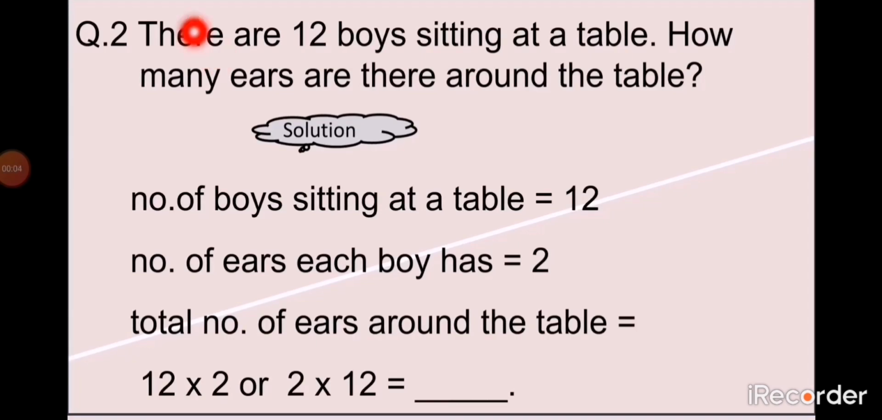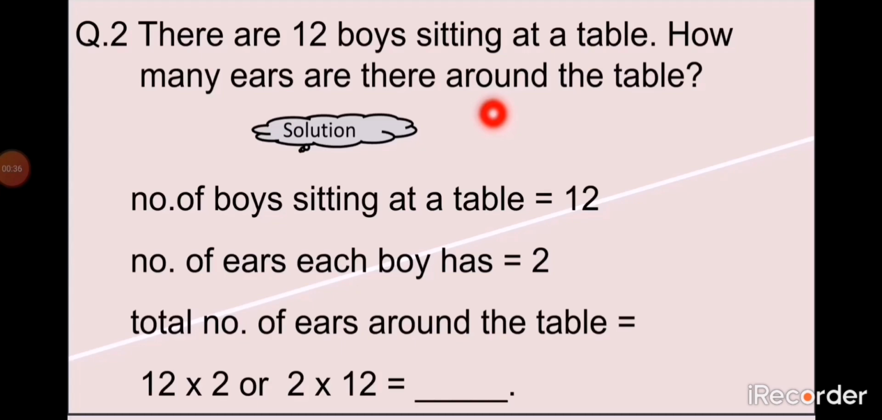Now question number 2. There are 12 boys sitting at a table. How many ears are there around the table? So this question is about boys. They are sitting at a table and we have to find out the total ears around the table. As you know, we all have 2 ears. So it means each boy has 2 ears. And we will count in 2s to get the total number of ears around the table. So again, it's a repeated addition question. We will use multiplication method here.